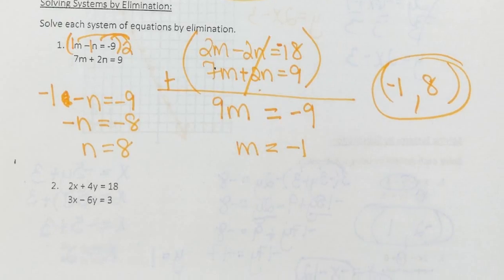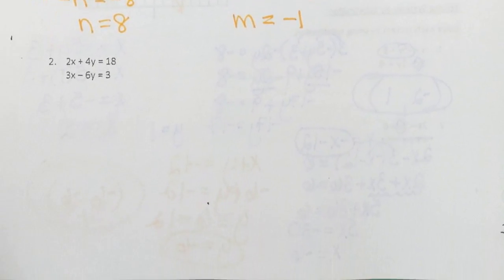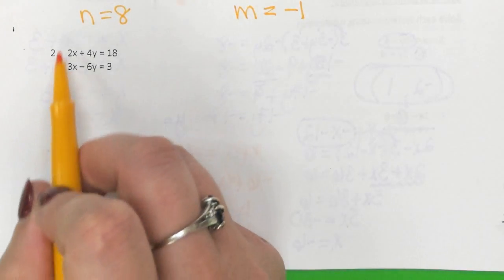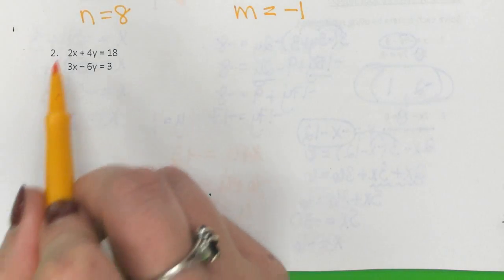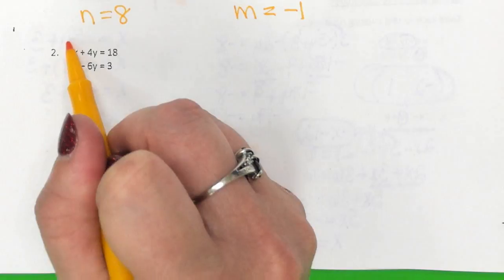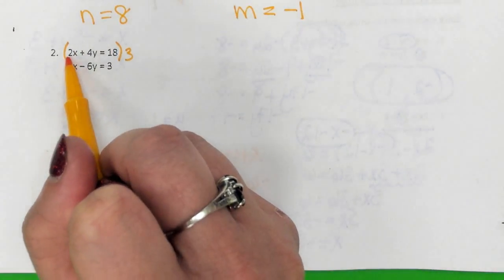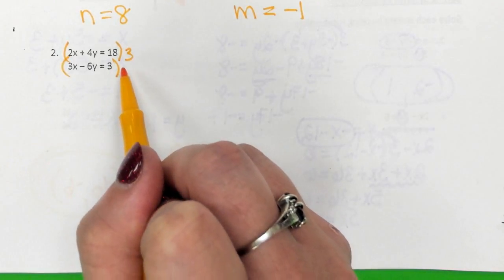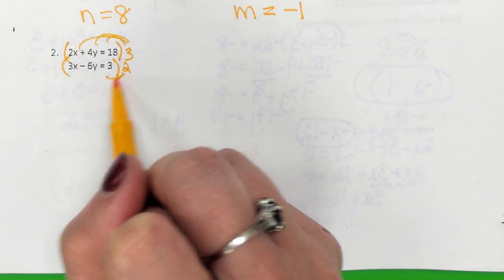Number 2. Number 2, you don't have anything that's even close to being the same. You have 2 and 3 with x, and you have 4 and 6 with y. Which one do y'all want to deal with? It doesn't matter. I deal with x's too because they're smaller numbers. So 2 and 3, what number do 2 and 3 both go into? So I need to multiply 2 times what number to be 6? 3. And I need to multiply 3 by what number? 2. Very good. So make sure you distribute to all of them.